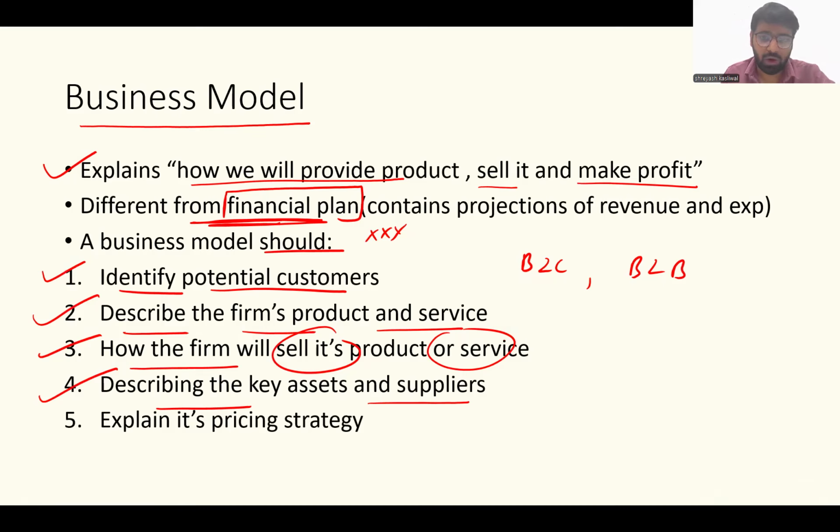Or let's say, for example, what are my key suppliers? I am an EV company, or I'm transitioning towards EV, and I'm trying to manufacture electric vehicles where the battery is made out of lithium ion. So I have to have suppliers who will supply me lithium ion. That becomes my key supplier. So my business model should identify who my key suppliers are, what my key supplies are, what kind of raw materials I'm going to need, and all of those things.